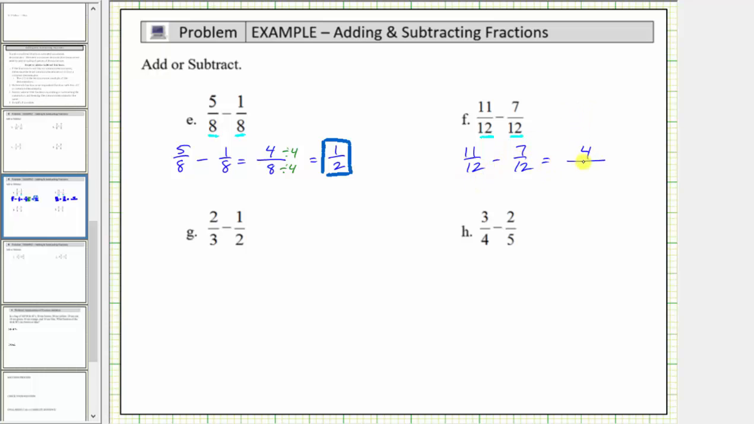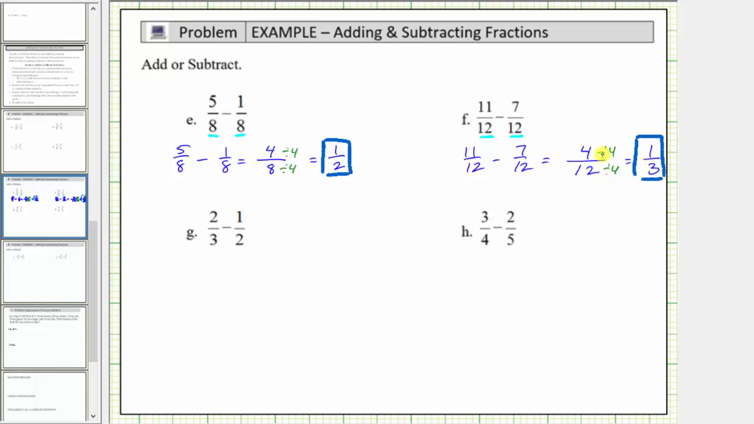The denominator remains 12. So the difference is 4/12, but again, this is not simplified because 4 and 12 share a common factor of 4. One way to simplify the fraction is to divide the numerator and denominator by 4. 4 divided by 4 is equal to 1, and 12 divided by 4 is equal to 3. The simplified difference is 1/3.